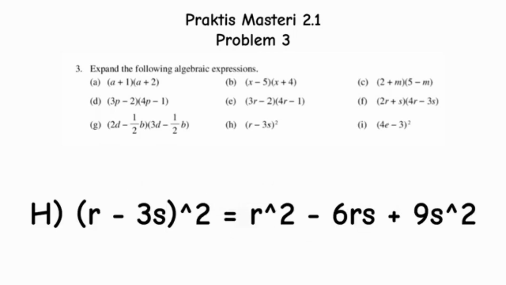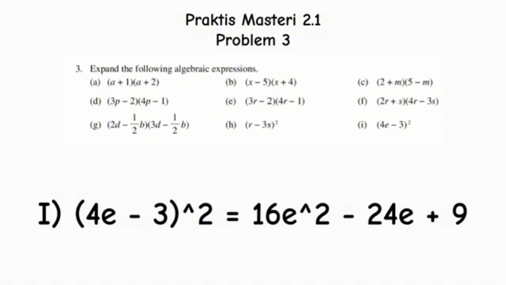H. (r minus 3s) squared equals r squared minus 6rs plus 9s squared. I. (4e minus 3) squared equals 16e squared minus 24e plus 9.